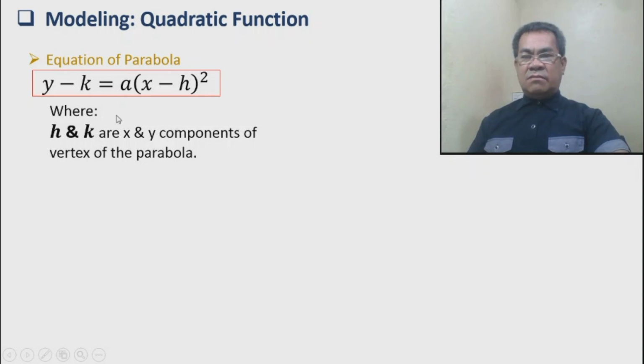Why? Because remember in our previous slide, we were bound to the vertex lying at the origin, so the parabola might be open upward or open downward. But not all the time is the vertex located at the origin. It can be anywhere, along x or along y, or in quadrant 1, quadrant 2, quadrant 3, quadrant 4. So what will be the equation? This will be the equation.